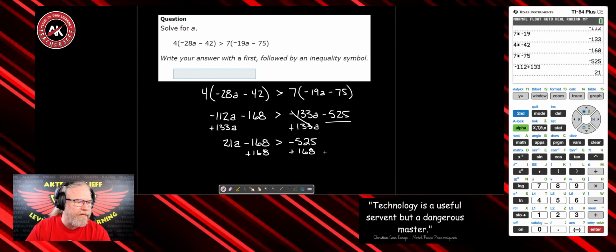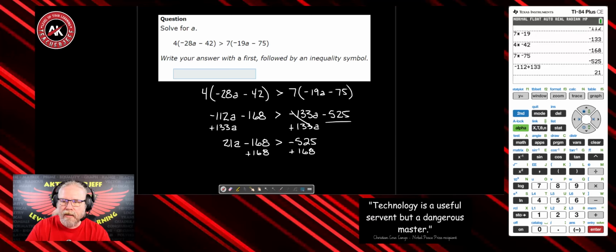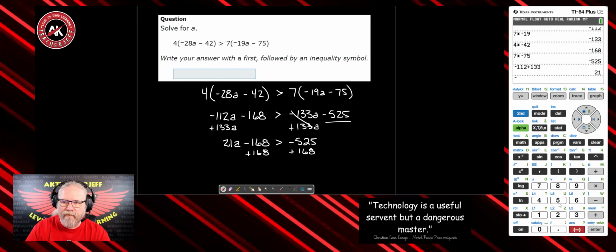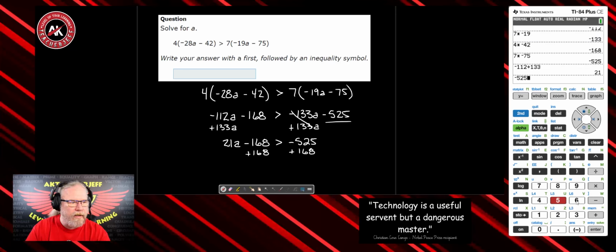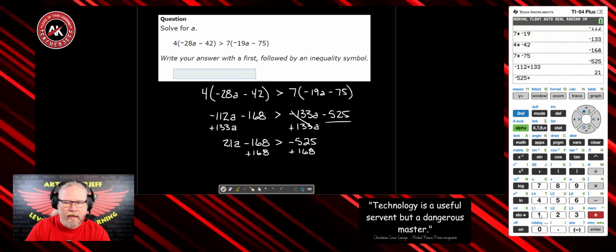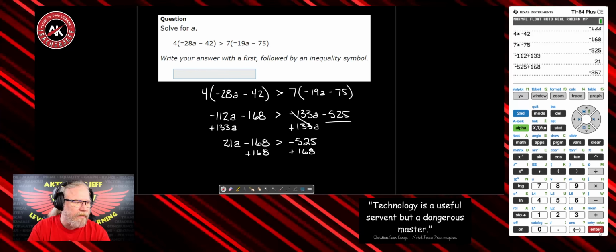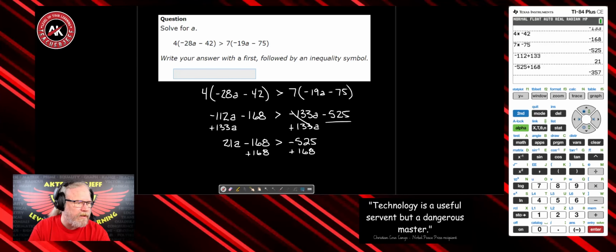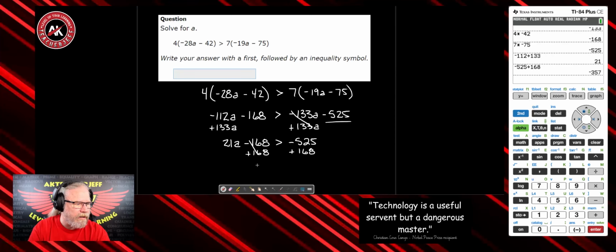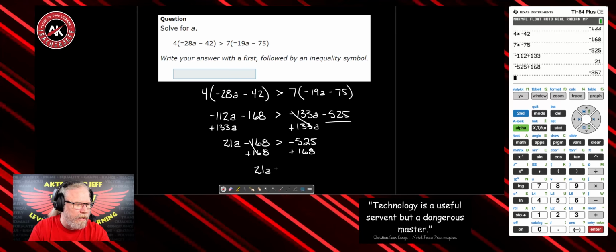And I'm going to go ahead and do the negative 525. And I'm going to go ahead and add to that a positive 168. That's going to give me negative 327. So these will cancel each other. I'm going to bring down the 21a.